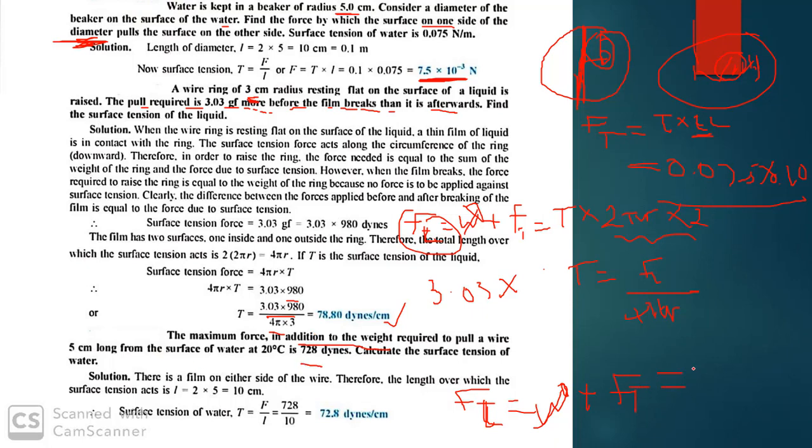So force ya surface tension ni sawa na surface tension times the effective length. For this case tumeambiwa a wire is 5 cm long, so it means length kama ni wire una two sides, this side na this side, so length yake maana yake tutamultiply na 2 times 5 inakuwa ni 10, ndio maana napata weight divide by 10 na kuja kupata hii surface tension ni sawa na that dynes per centimeter.